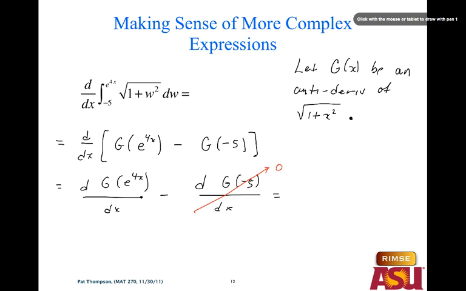Okay, so it's the antiderivative. So now I'm differentiating this. So I'm going to get the square root of 1 plus e to the 4x squared. Is that it?